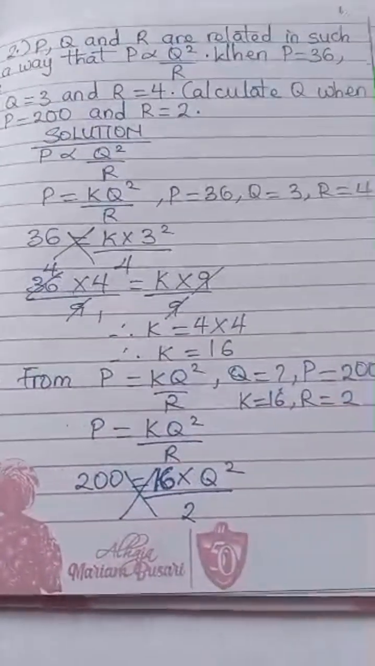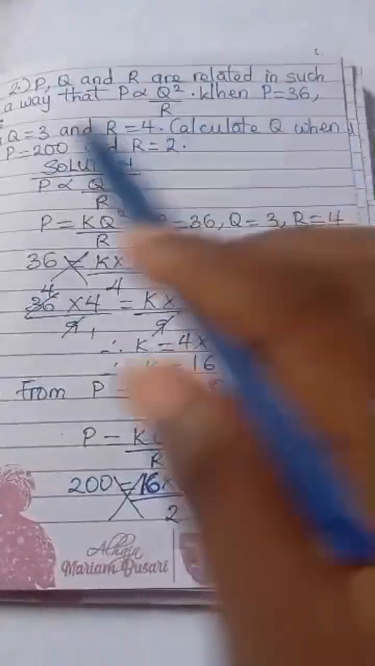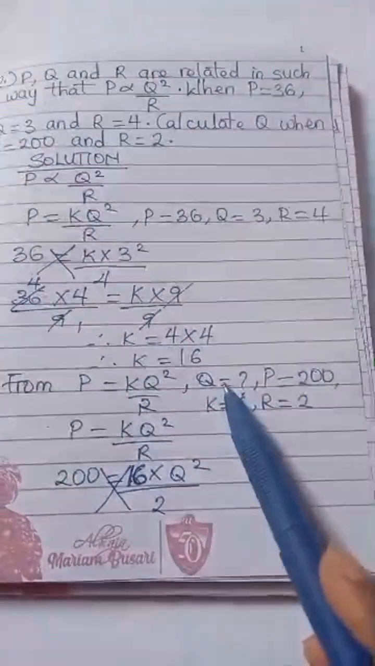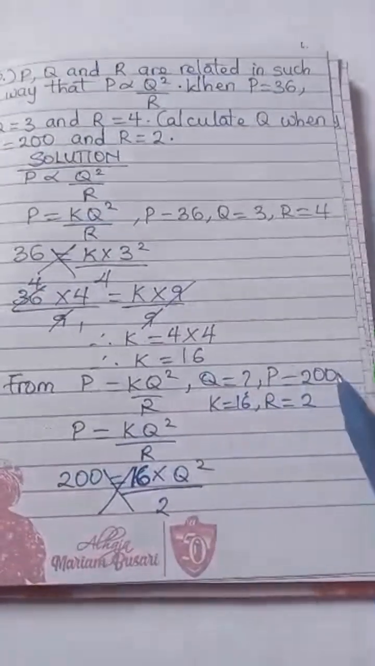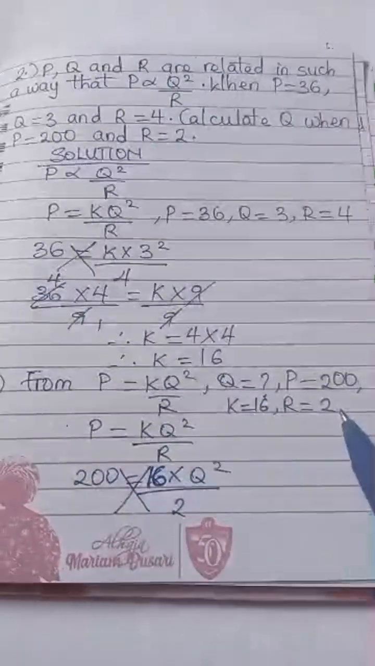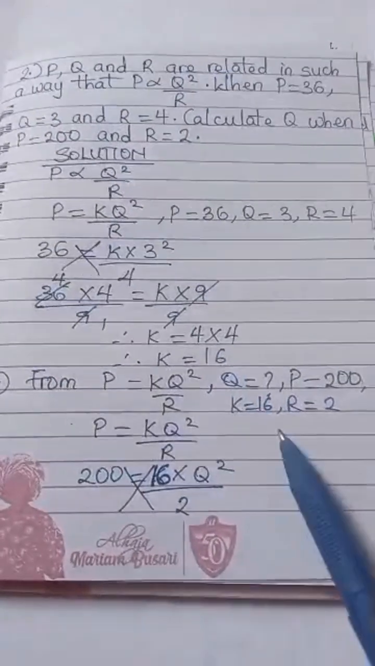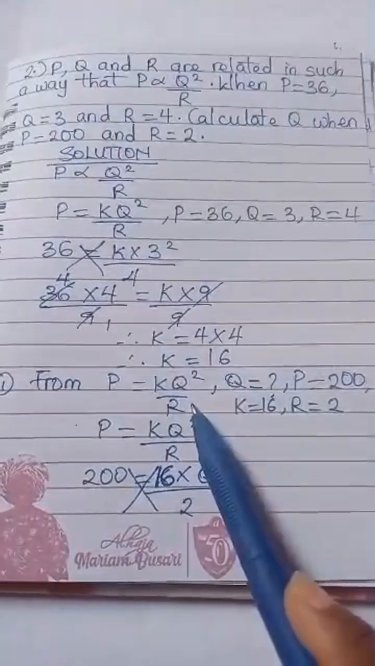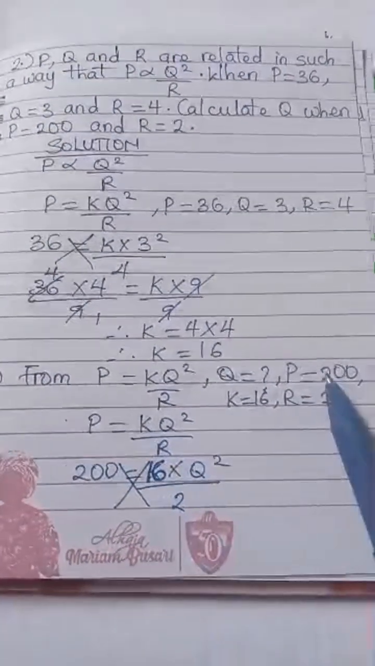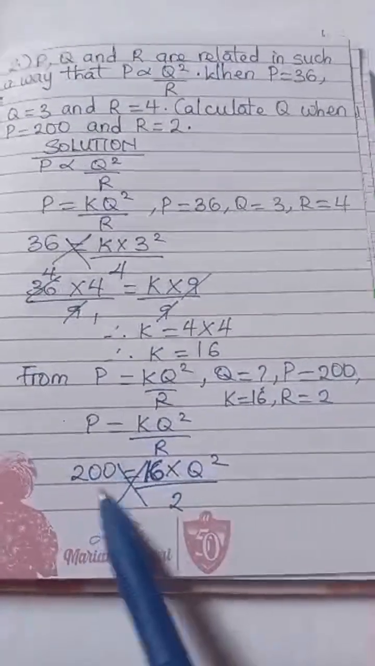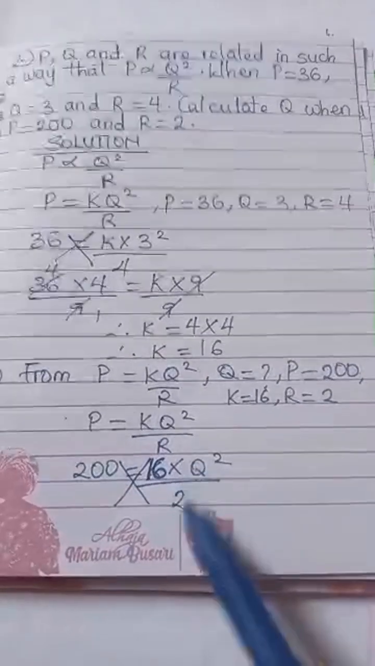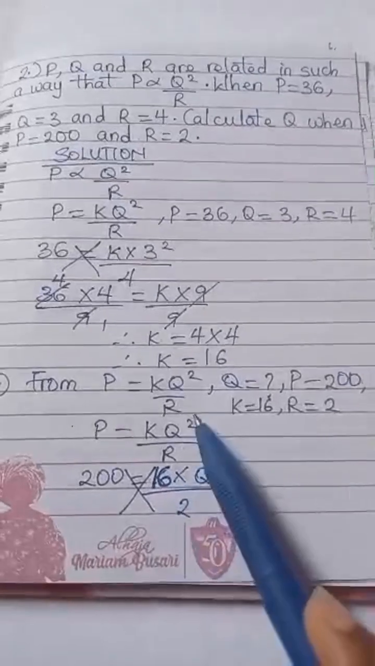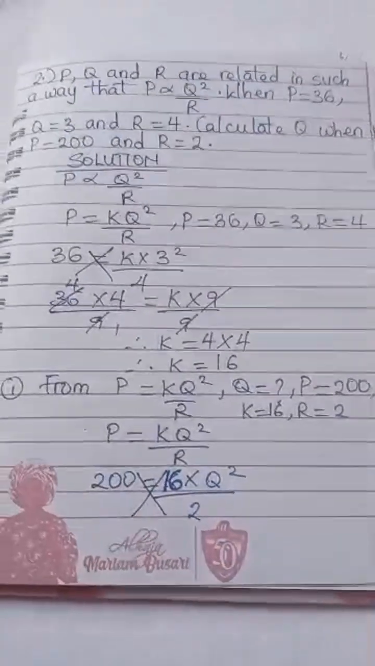So moving further in the question, we now say calculate Q when P is 200 and R is 2. We're looking for Q now. When P is 200 and R is 2, meanwhile, we've gotten our K here. K is 16. So write down the formula we derived here. From this formula, we know our P is 200. Replace your P with that 200. Our R is 2. Our K is 16. We don't know our Q. That's what we're looking for.